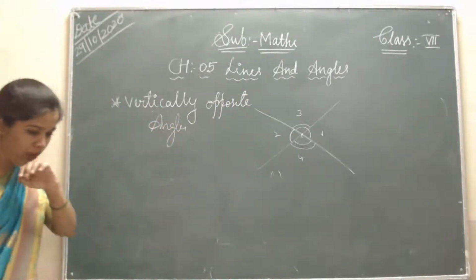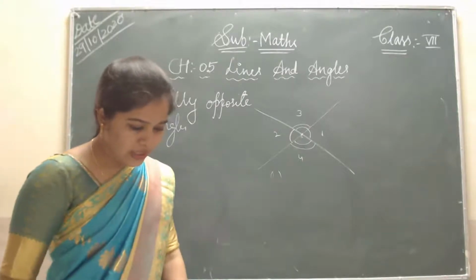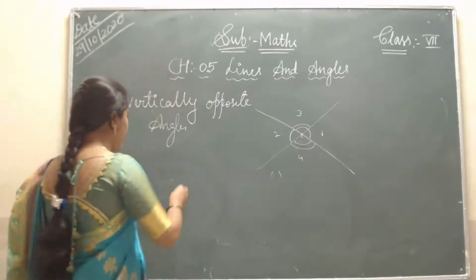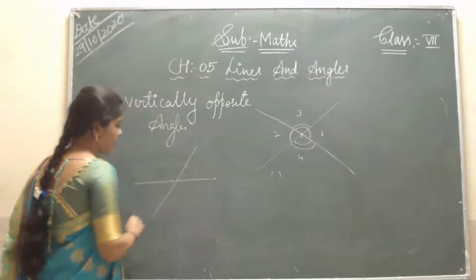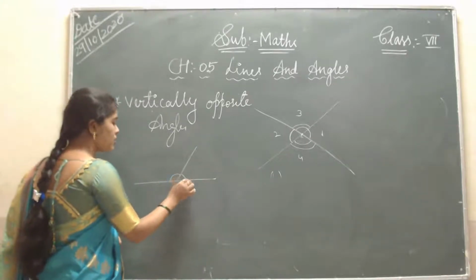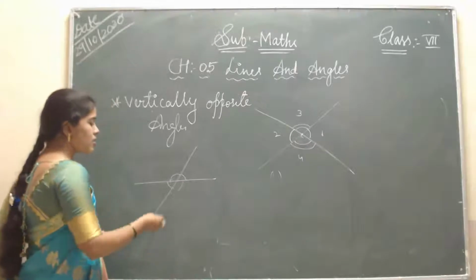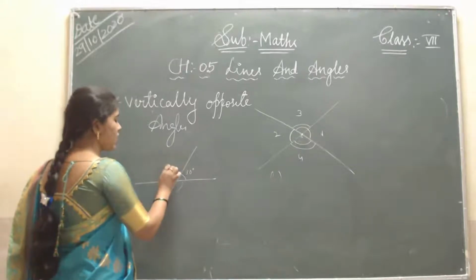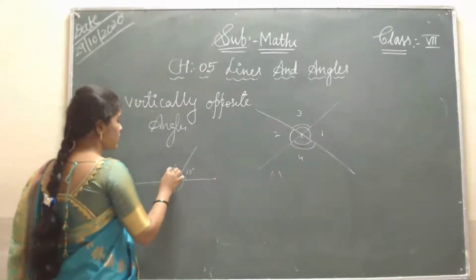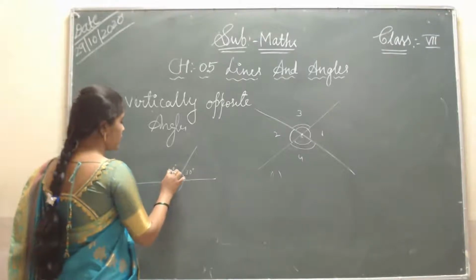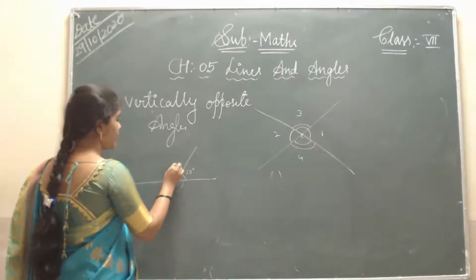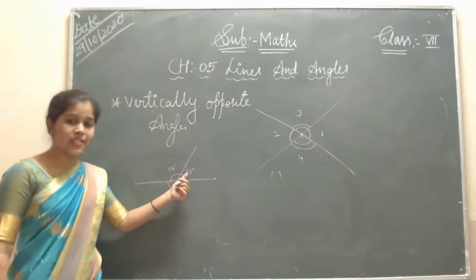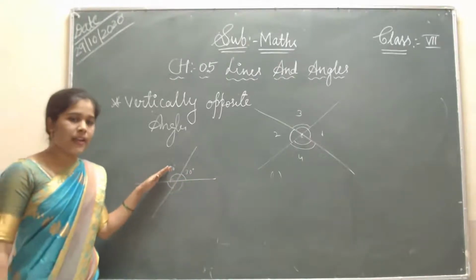See here, vertically opposite angle. For example, see this line. Okay, here there are four angles. In this, one angle is given as 30 degrees and another angle is given here as 150 degrees. Because on a straight line there are two angles, so 150 plus 30 is 180 degrees. A straight line always forms a supplementary angle, that is 180 degrees.